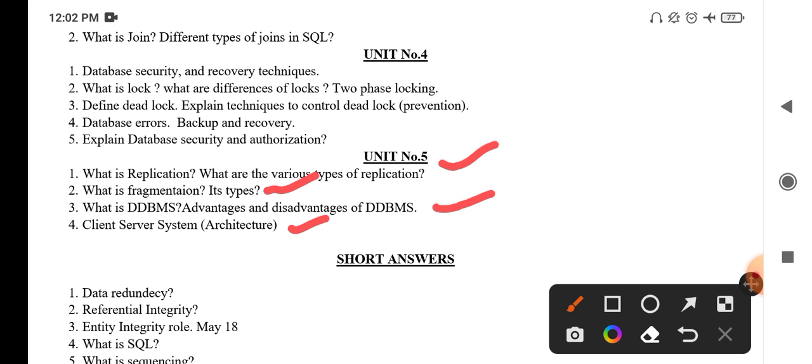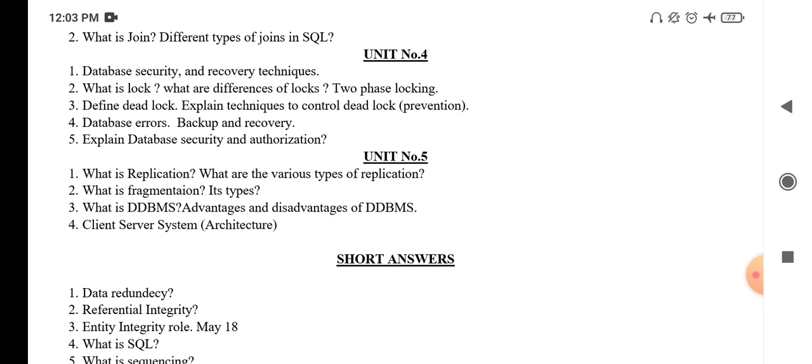So the last question from unit 5 is client server architecture. What is the meaning of client and what is the meaning of server? Why are we going to use the client server architecture? What are the different types of client server architectures which are available? All these topics we have to explain in this particular question. So whatever questions I explained, these are all long answers.